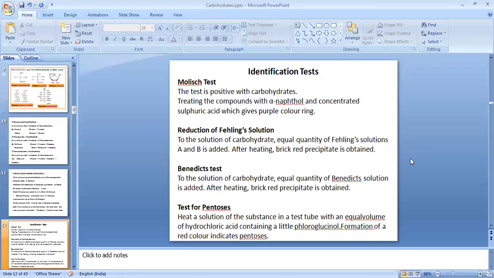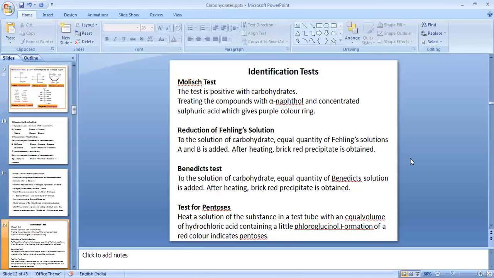So if you take the example of sucrose, it is a sugar, but it is not a reducing sugar. Whereas if you take mannose, they are reducing in nature. So to identify that, Benedict's test can be done. The sample is treated with Benedict's solution and it is heated. You get a brick red precipitate.